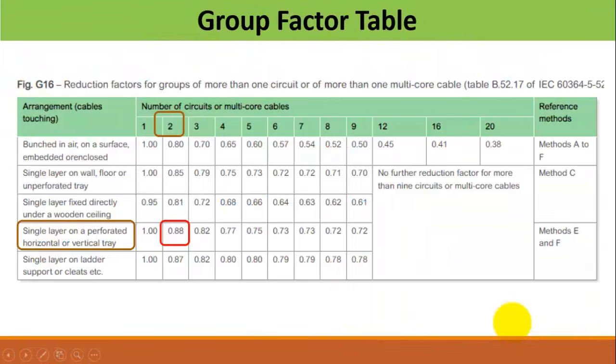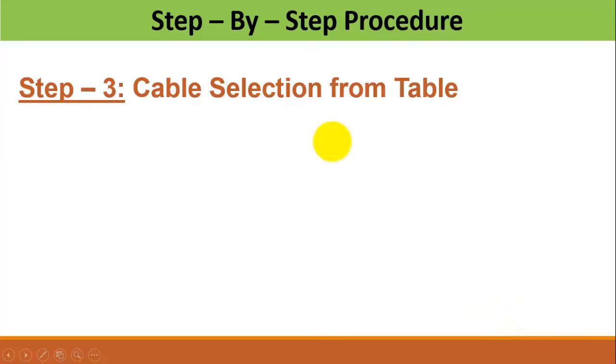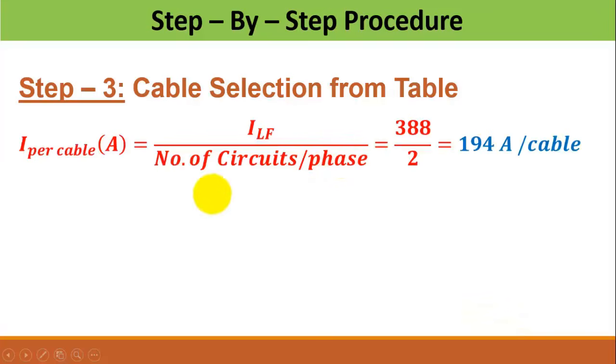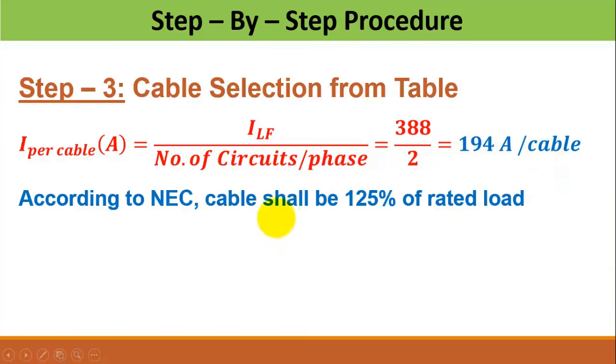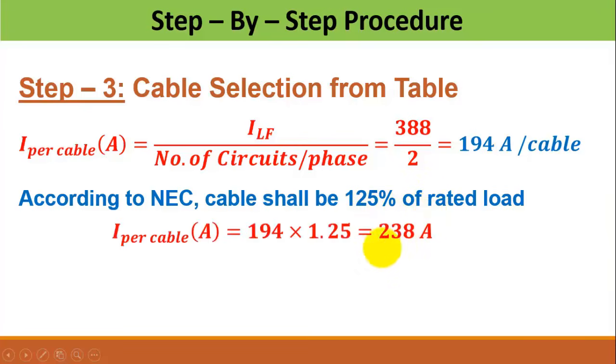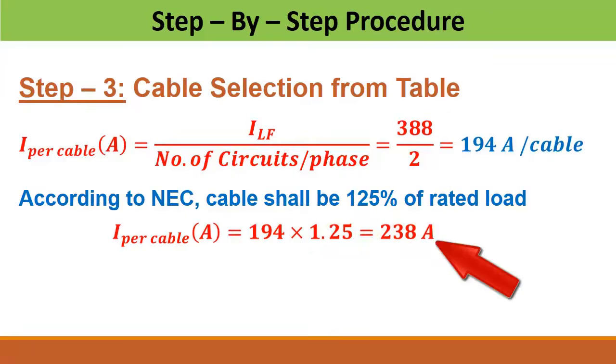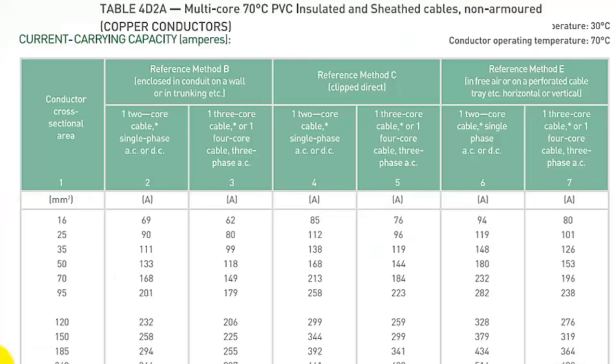The next step is to select the cable size from the table. First of all, divide the total current by number of circuits. The current comes out to be 194 amperes. Now here you will apply NEC standard, which states that conductor size shall be 125% of rated load. Now multiply load current with 1.25 to get final current, which is 238 amperes. For 238 amperes, we have to select the cable from the table.